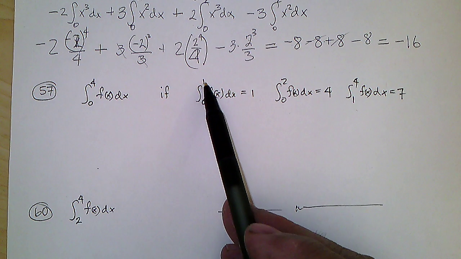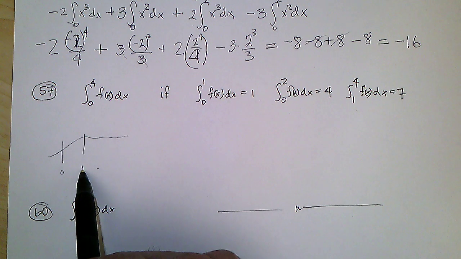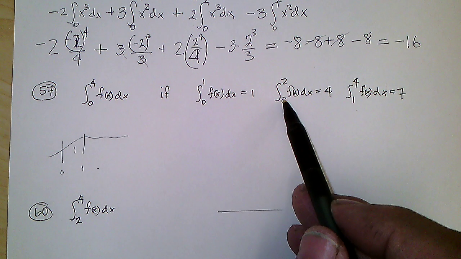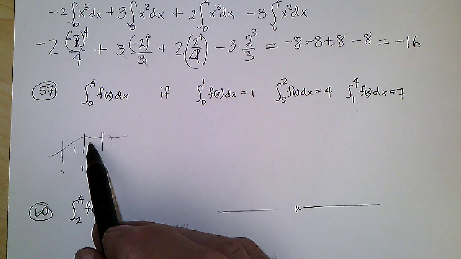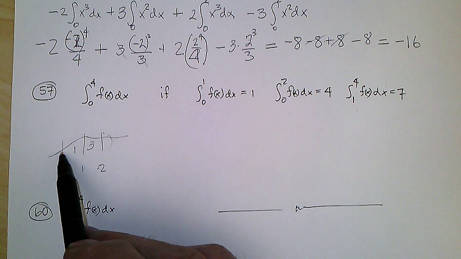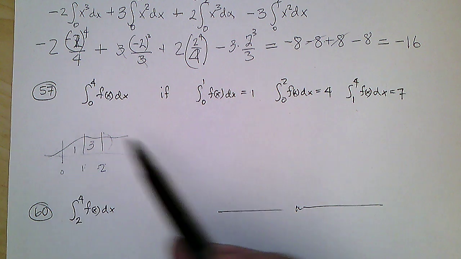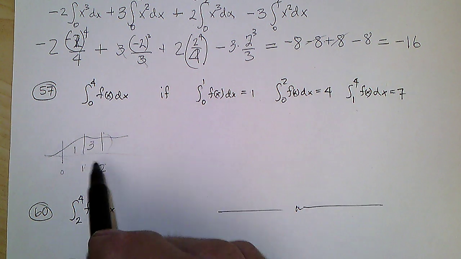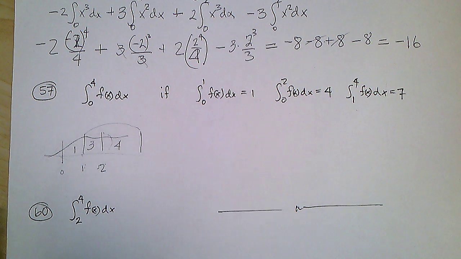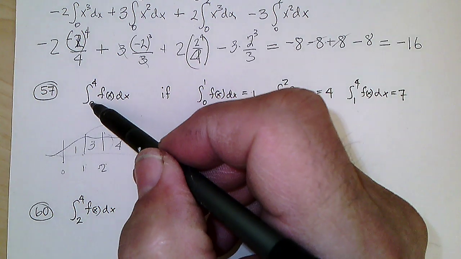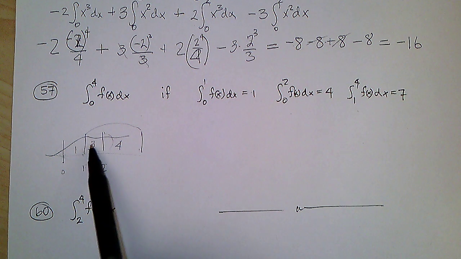So if f of x, the area from 0 to 1 is supposed to be 1, and the area from 0 to 2, all of this area is supposed to be 4, so this means there's 3 from 1 to 2, since the area from 0 to 2 is 4 and 0 to 1 is 1. So there's 3, and then from 1 to 4 is 7, and if we got 3 here, that means 4 more there. So what's the area from 0 to 4? 0 to 4 would be 1 plus 3 plus 4, or 8.